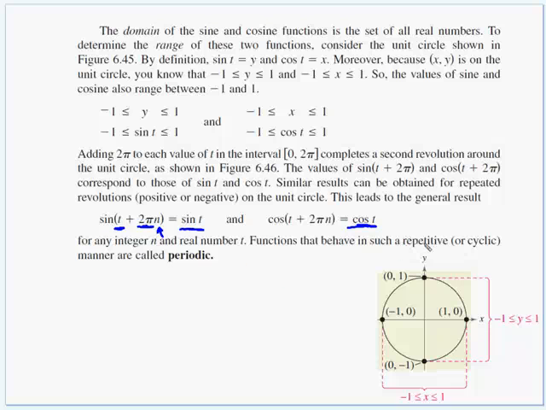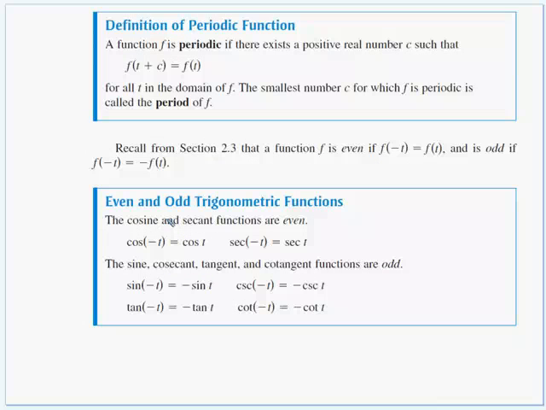And something similar can be said for cosine, for any integer n and any real number t. Functions that behave in this repetitive or cyclic manner are called periodic. These are periodic functions. So a function f is periodic if there exists some positive real number c, such that the function of t plus c is exactly equal to f of t. It's sort of like adding that c doesn't really change the output or the value of the function. And this is true for all numbers t in that domain. The smallest number c for which the function is periodic is called the period of the function.